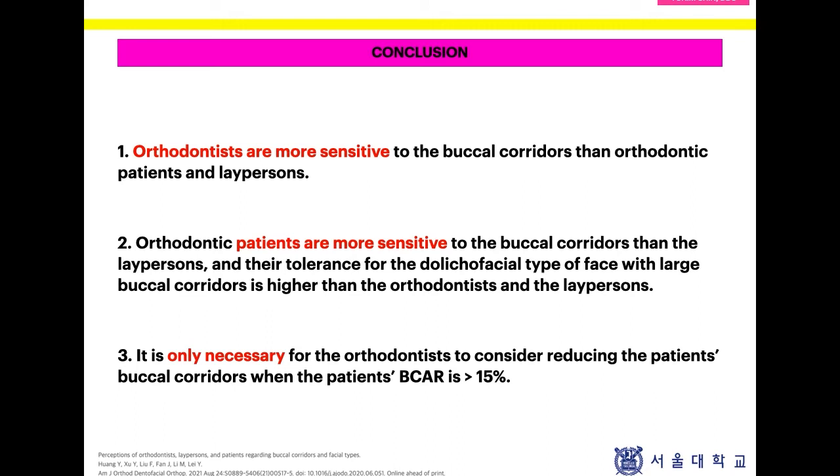The large buccal corridor seems not to be a very important factor in the smile attractiveness evaluation for layperson and orthodontic patient. So in conclusion, orthodontists are more sensitive to buccal corridor than orthodontic patients and laypersons. Orthodontic patients are more sensitive to buccal corridor than the layperson. It is only necessary for orthodontists to consider reducing the patient's buccal corridor when the patient's BCAR is greater than or equal to 15%.